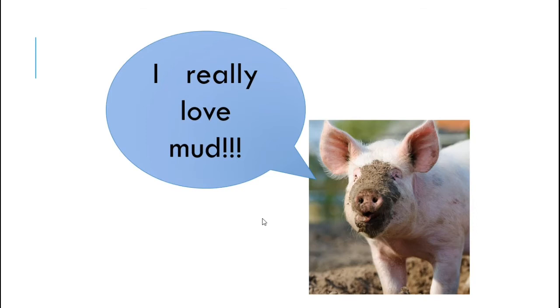Okay, same reason why pigs love mud. Or why it seems that, for those who raise pigs, they always need to be bathed. Because again, they don't have sweat glands also. So when the water covering their skin evaporates, that's a way to cool themselves down.